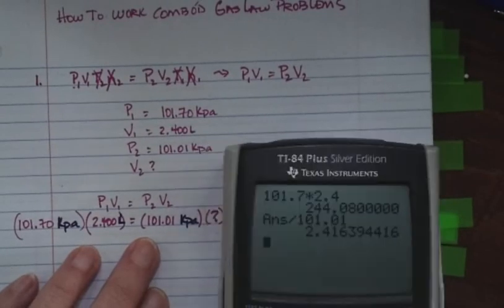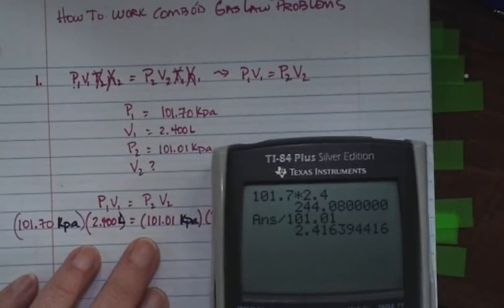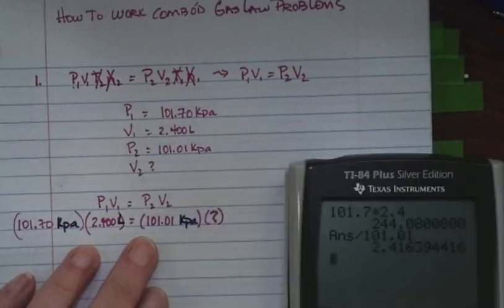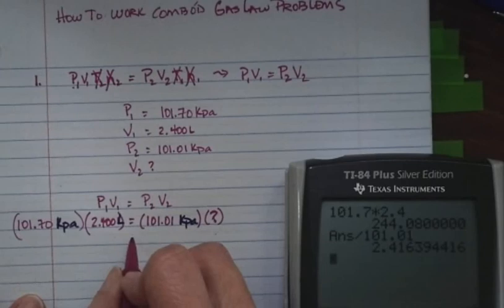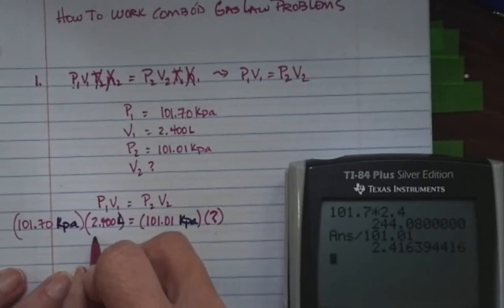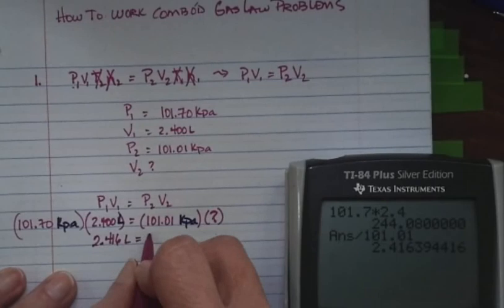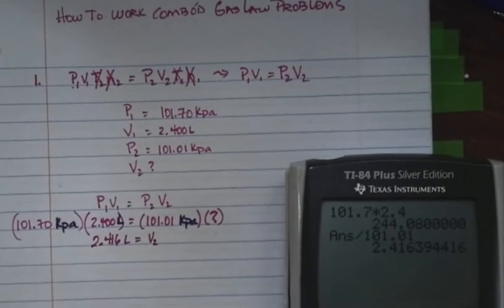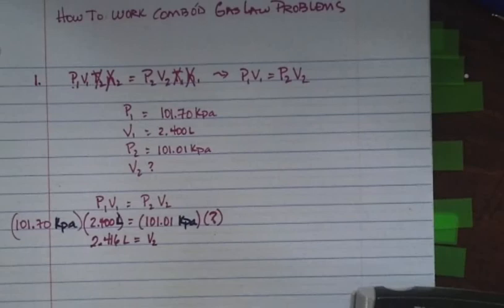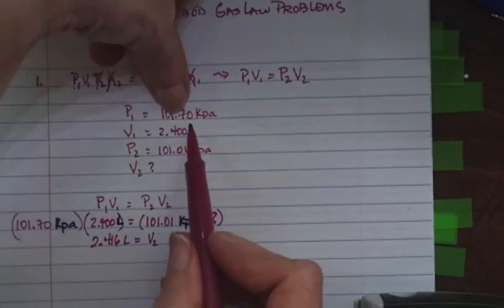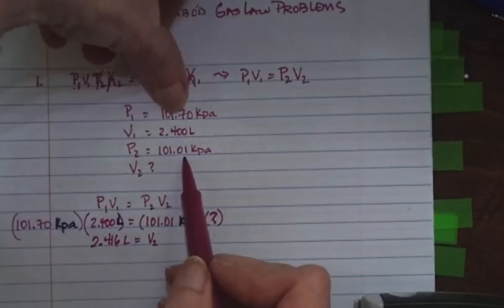Okay? So my new liters, because it's asking me for V2, right? I've got 2.416 liters equals V2. Now, let's look at that a second. Does it make sense? Well, let's see. My pressure, did it go up or down? Well, my pressure went down, right? And that means my volume went up.